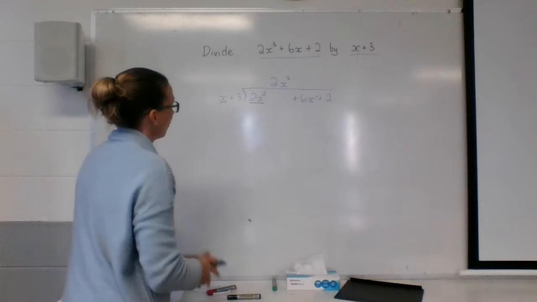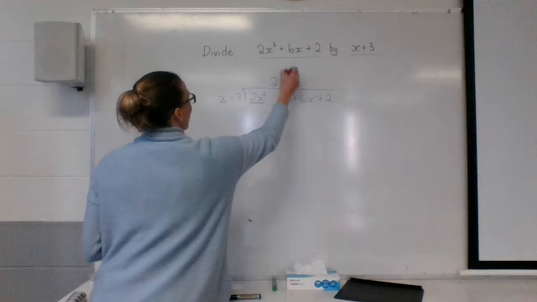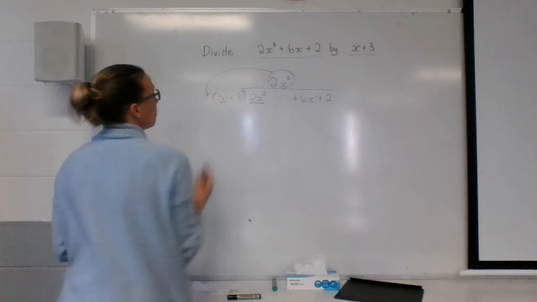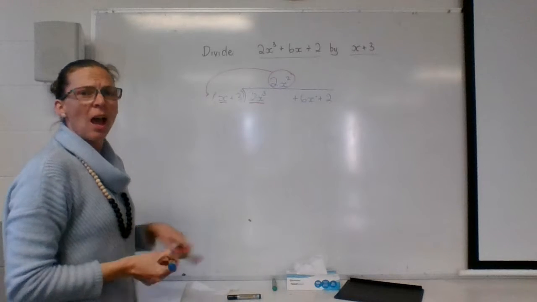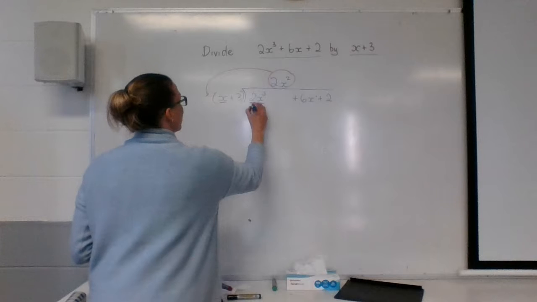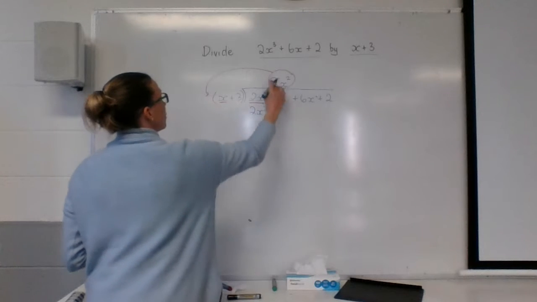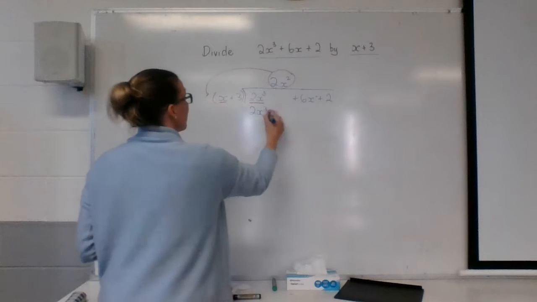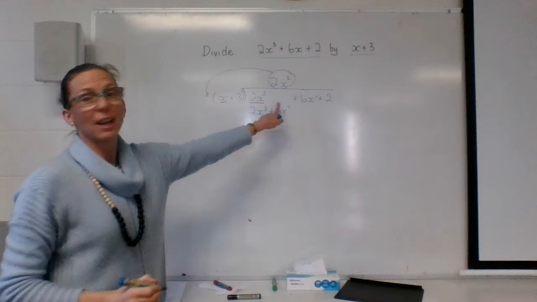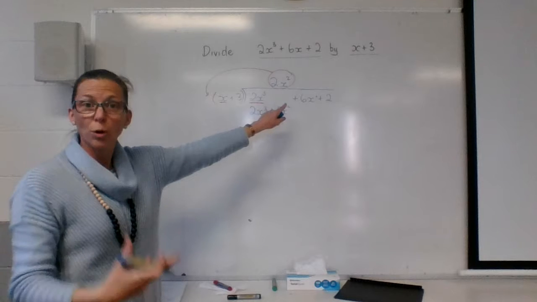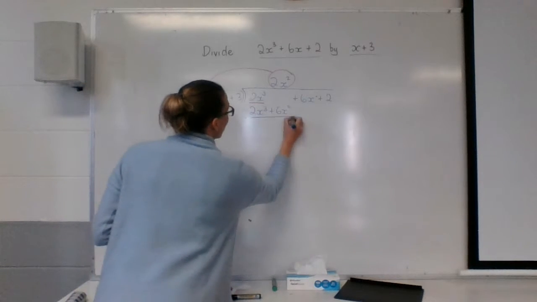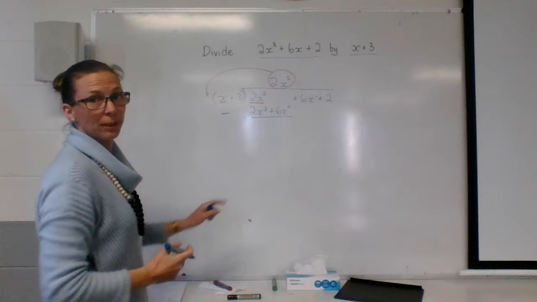Then I work myself around. I take my result, 2x squared, and I'm multiplying it in my head by x plus 3. And the answer to that goes underneath. So 2x squared times x is 2x cubed. 2x squared times 3 is 6x squared. And I'm going to place that in that space where the x squared would have been had there been a term. I'm going to take away that line from the line above it.